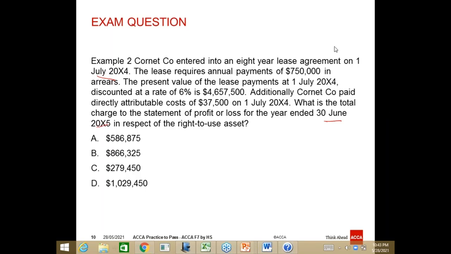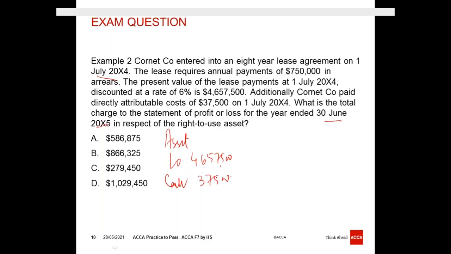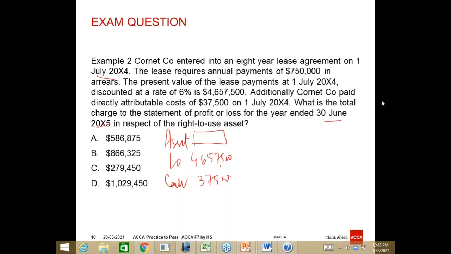Okay, some of the students want me to solve this question. The first accounting entry will be asset debit, lease obligation credit, and cash credit. Lease obligation is 4,657,500. The attributable amount is 37,500. The asset will be reported by adding this figure: 4,695,000.